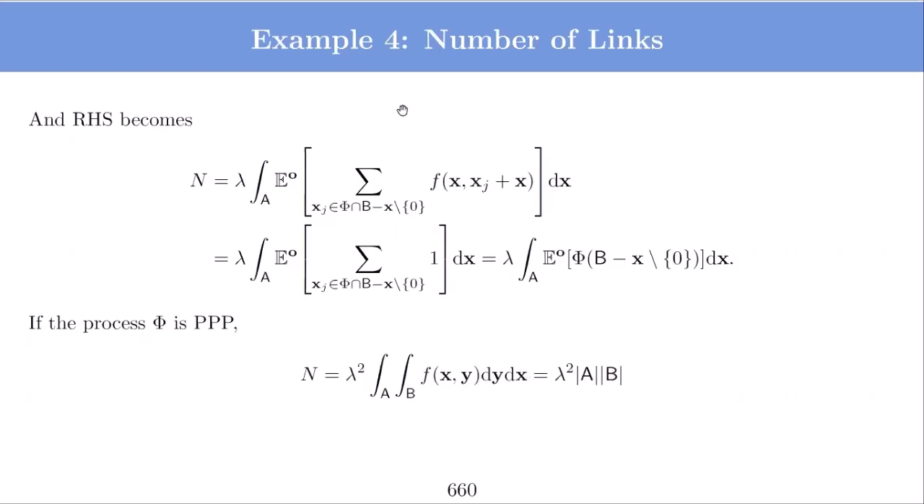For the general case, this is what we had, and you just put 1 here. So this summation, the Palm expectation, is the total number of points in this set. If you look carefully, I'm going to each point in this set and adding 1, so it is nothing but the total number of points in this set. So this is what it is here.